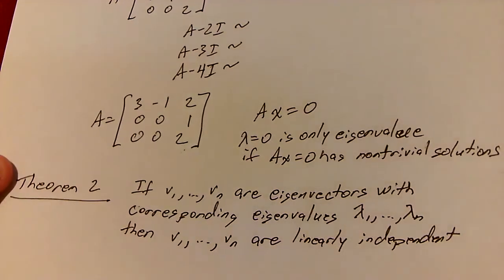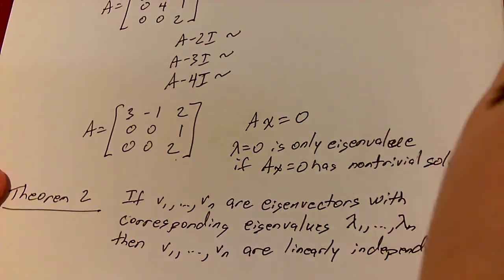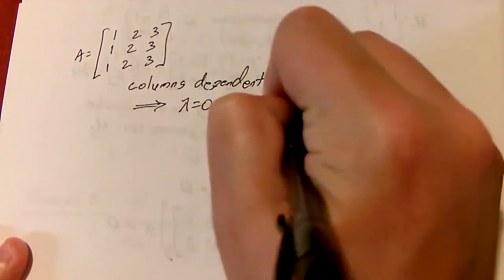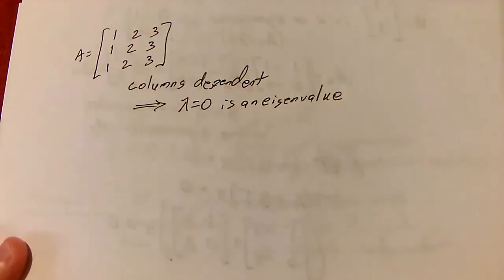Now, one thing you might be asked to do is to compute an eigenvalue without computation, or an eigenvector without computation. That would happen if you have a really straightforward matrix. Let's say I have the matrix 1, 2, 3, 1, 2, 3, 1, 2, 3. These columns are clearly dependent. And if your columns are dependent, that means lambda equals 0 is an eigenvalue. You don't have to do anything additional.